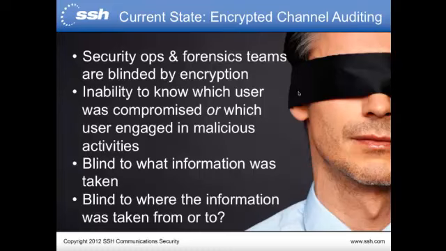In the current state of encrypted channel auditing, and I hear this all the time, security ops and forensics teams feel like they're blinded by encryption. In some cases, they're saying, well, on the one hand, we have a compliance requirement to eliminate FTP, or things passing in clear text in our environment. On the other hand, our security ops and forensics teams tell us that once we encrypt that information, they're blinded to it, so they can't do any remediation. They can't do any post-exploit discovery. They don't have the ability to know which user was compromised or which insider engaged in malicious activities. They're blind to what information was taken, so they don't always know the depth of the breach. And they're often blind to where the information was taken from or to.